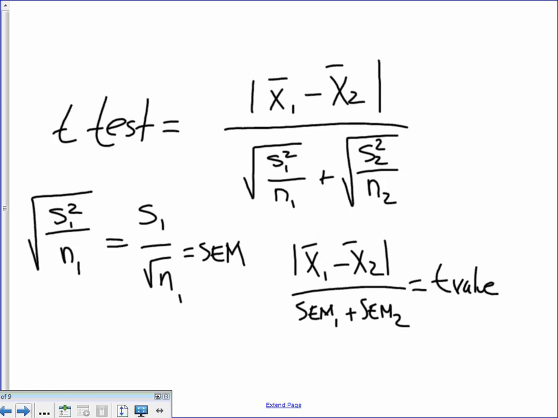Either equation would be used, just depends on what you've got. If you've got your standard deviation value, you can turn it into a standard error measurement. If you've got just the variance, you can use the variance. But either way, this is the mathematical calculation that you'll be using to calculate the t-test.